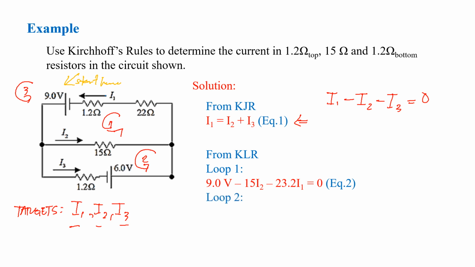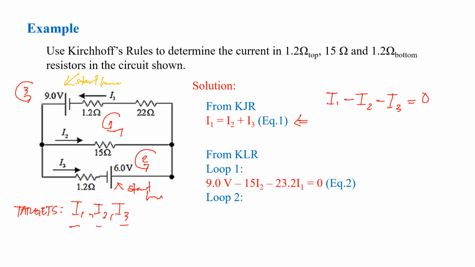Now let's go to your loop 2. For your loop 2, I still chose to travel counterclockwise, and let's start here at your 6 volts. Okay, so if we start traveling there, you have 6 volts.